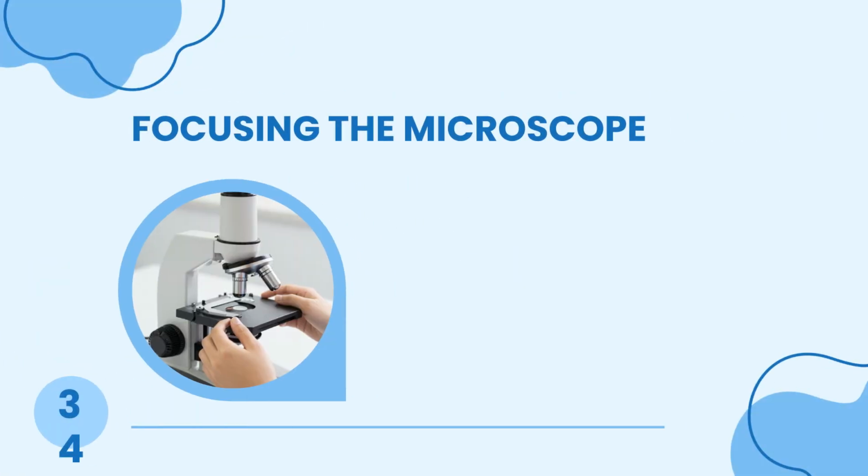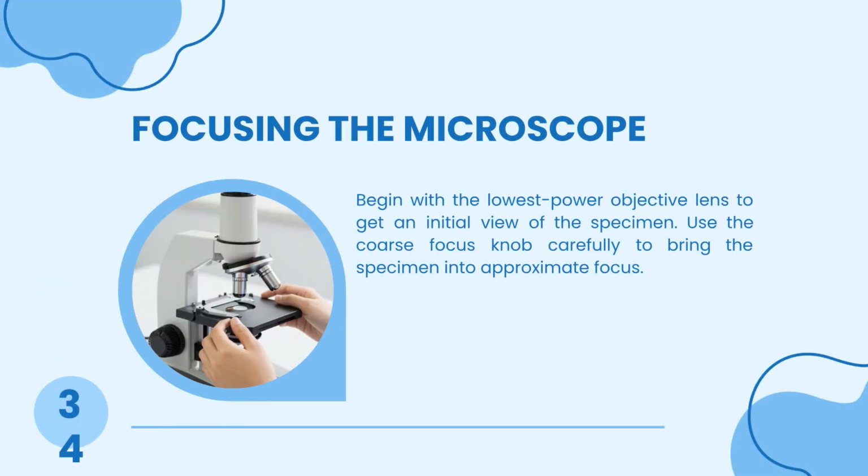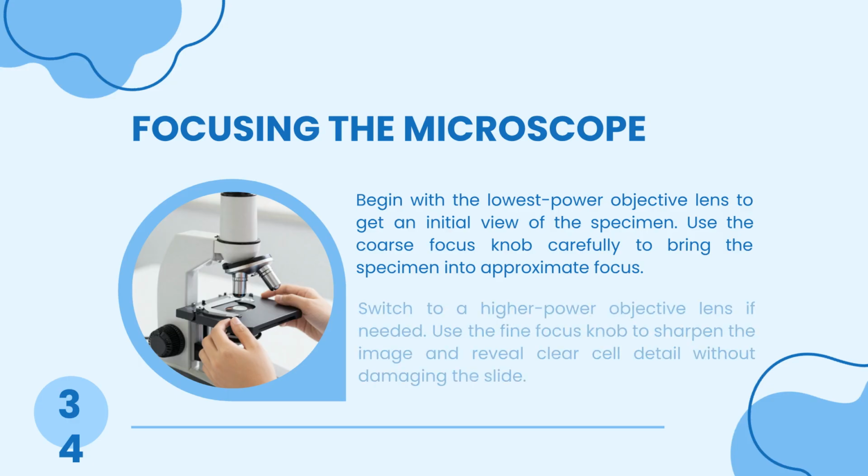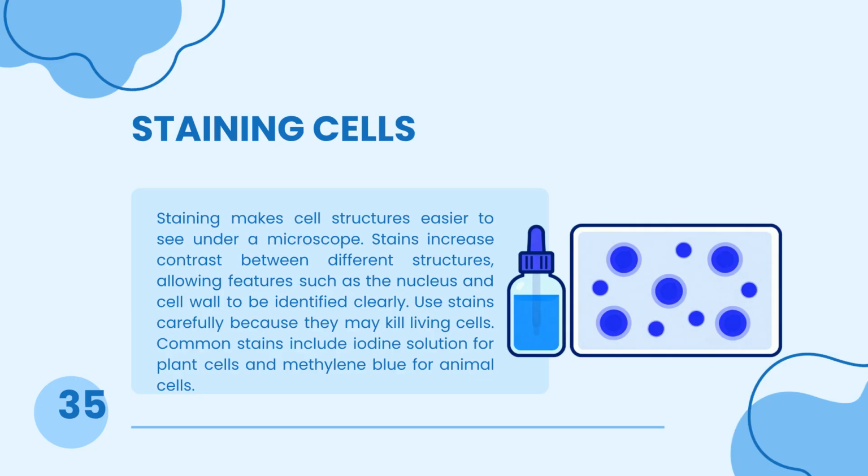When focusing, start with the lowest power objective to locate the specimen. Once centered, use the fine focus knob to sharpen the image before switching to higher magnifications. Staining is essential for identifying organelles. Iodine solution helps visualize plant cell components, while methylene blue is commonly used for animal cells to improve contrast.